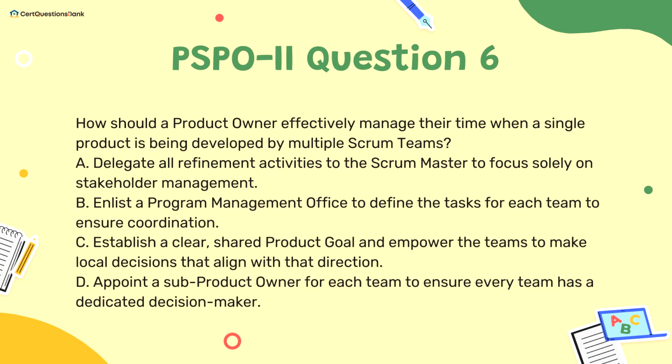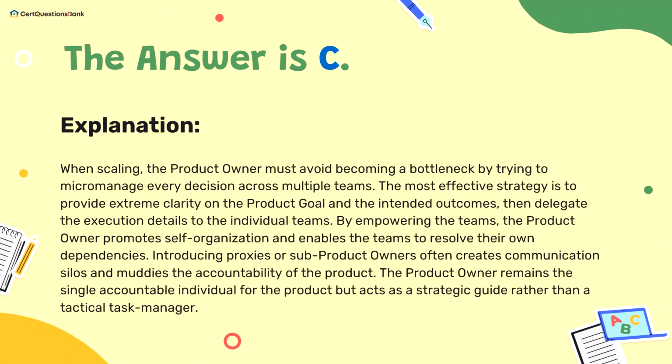C. Establish a clear, shared product goal and empower the teams to make local decisions that align with that direction. D. Appoint a sub-product owner for each team to ensure every team has a dedicated decision maker. The answer is C.